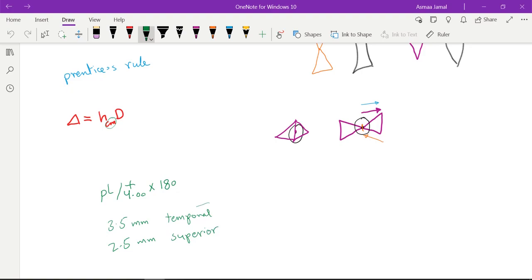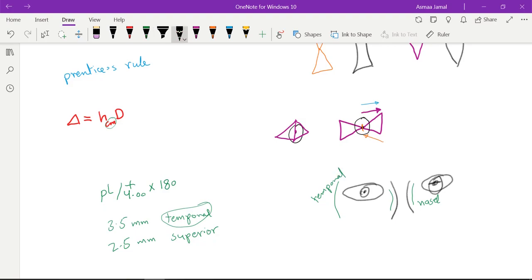First of all, what do we mean by temporal? If that's the nose of the patient and those are his eyes, this is the nasal side and the outer angle we call the temporal side. This is the center of the eyes, which is the pupil. Upward is the superior. Downward, inferior.